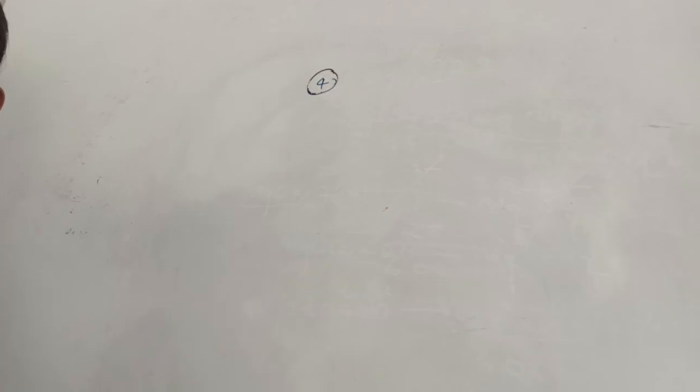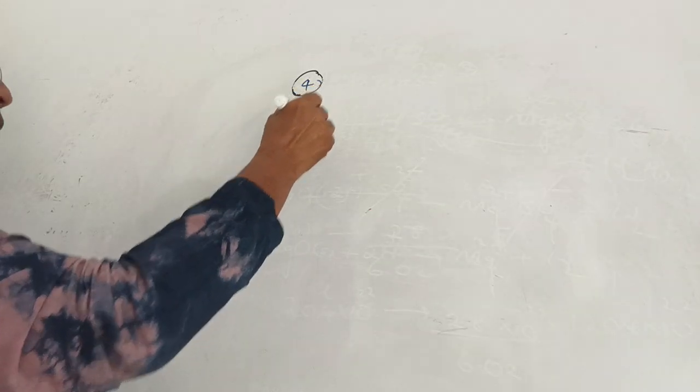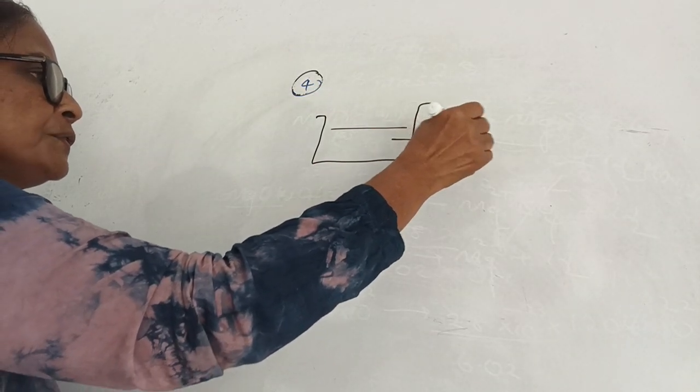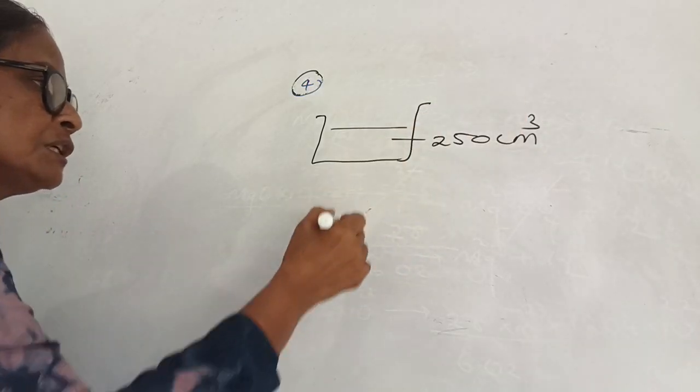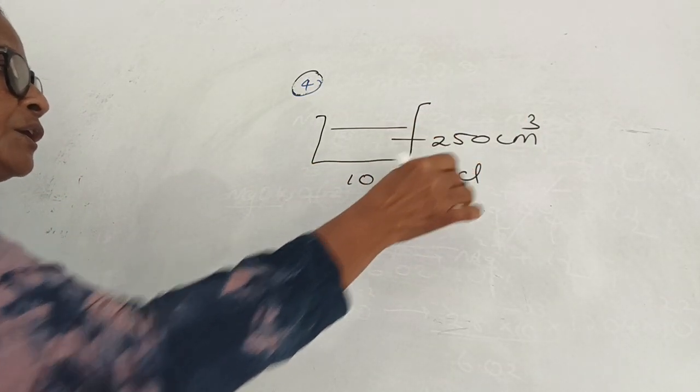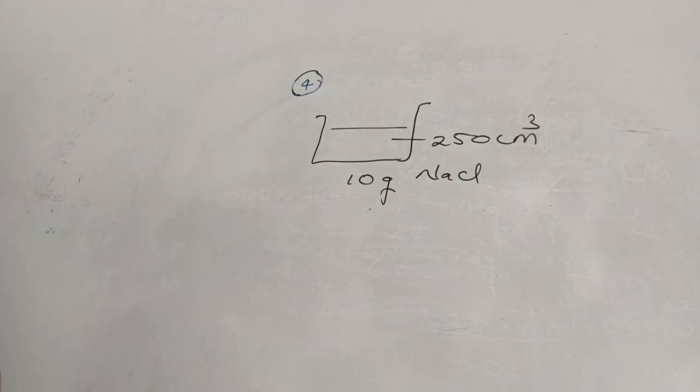Moving on to question number 4, it is asking about sodium chloride solution produced in 250 centimeter cube by dissolving 10 grams of sodium chloride. Your question is to find the concentration of the sodium chloride solution.